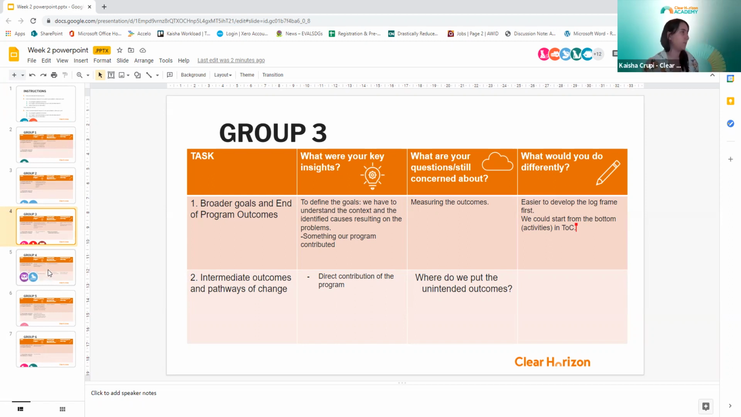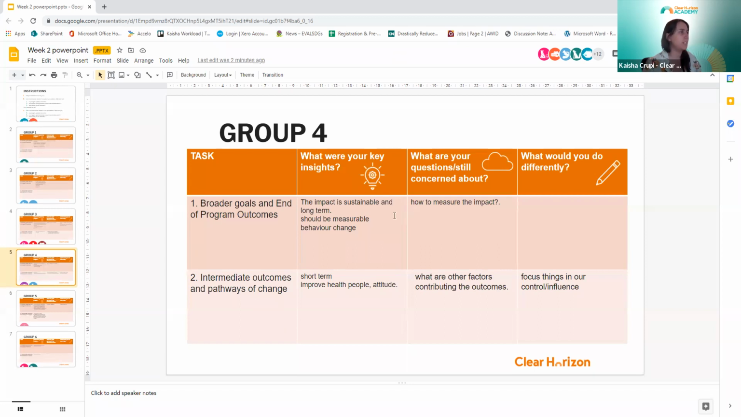Great. Okay, thanks. Group 4, impact is sustainable and long-term. Yes, it should be measurable behaviour change. Yep, and we'll get to how to measure that impact in a couple of weeks. And short term is what we're going to be discussing now, in terms of what the short term impacts could be. But then, what are other factors contributing to the outcomes? That is something that we'll talk about when we get to contribution analysis in the evaluation module of the course.